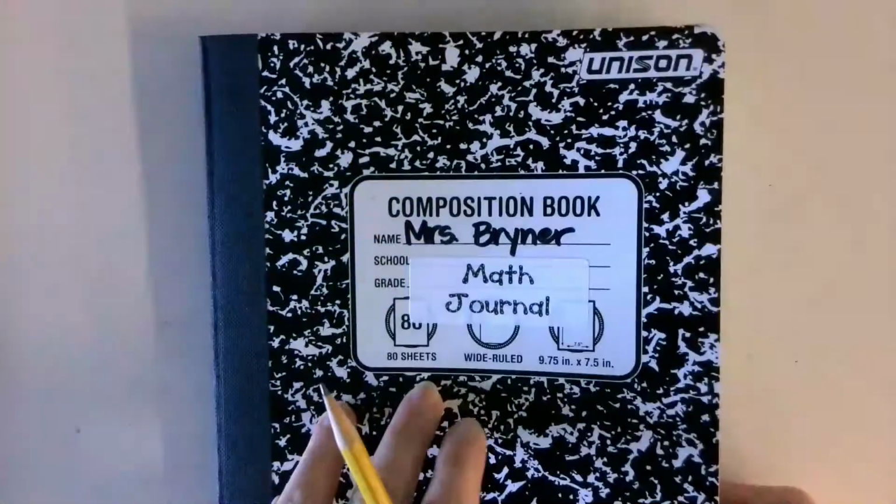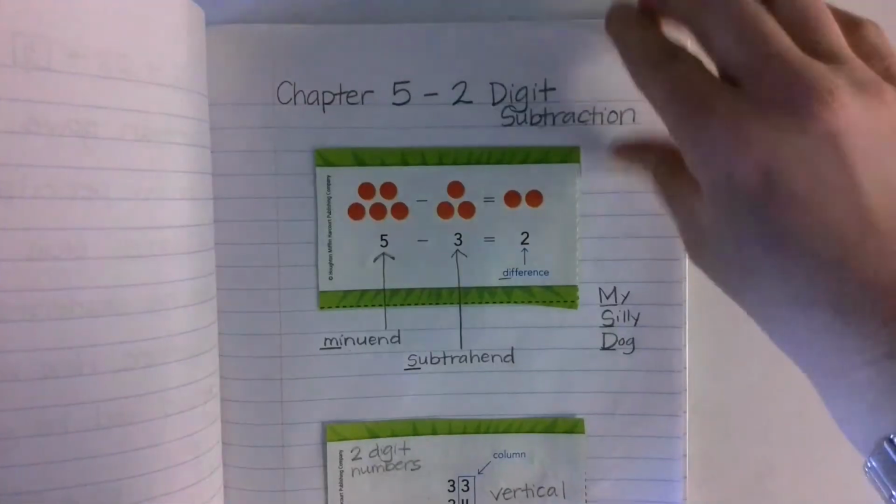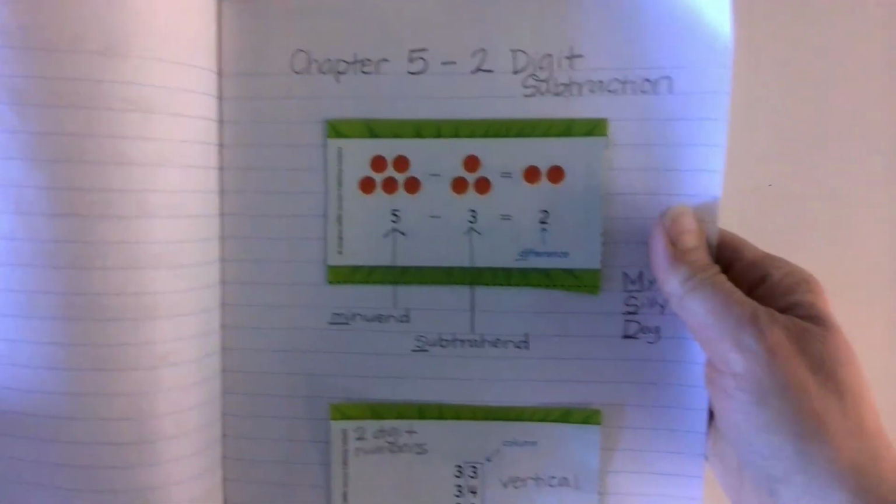We're doing it in the morning here at school, and we're looking in our math journal at page 36. Yesterday we talked about the parts of a subtraction number sentence, and today we're going to talk about our first strategy. Again, this is page 36 in your math journal. What we're doing here is talking about our strategies for two-digit subtraction, just like we did strategies for two-digit addition.